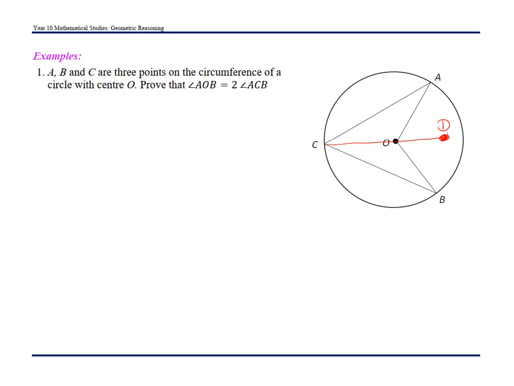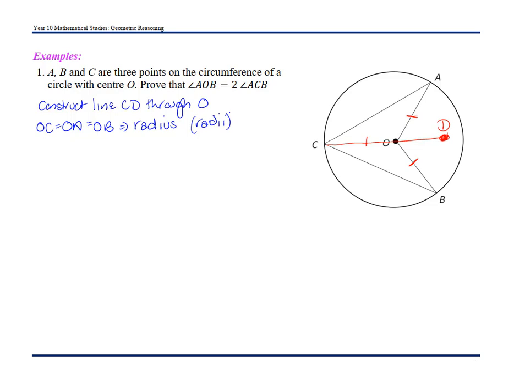So our first step is to construct line CD through O. Now if you look at the two triangles I've just created, O is the center of my circle, so that's the radius, and that's the radius. All of those are equal in length. So OC equals OA equals OB because they're the radius, or radii for the plural.